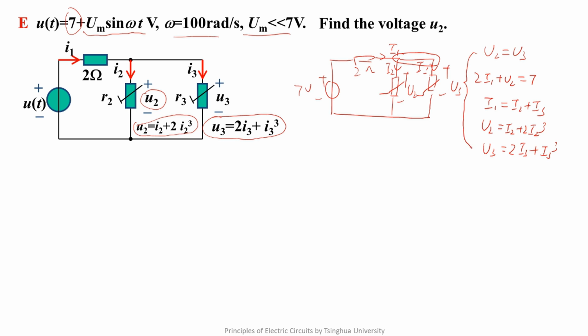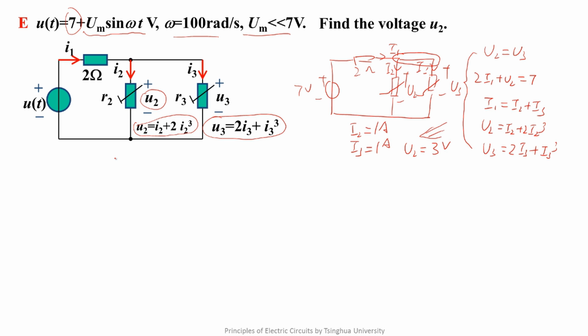These are the nonlinear algebraic equations about the 5 unknowns. By solving the nonlinear algebraic equations, we can get the working points of all the branch variables. Of course, here we are most interested in the working point of I2, that is 1 ampere, I3, 1 ampere, and U2, 3 volts. Then, we can constitute a small signal circuit from the original circuit.